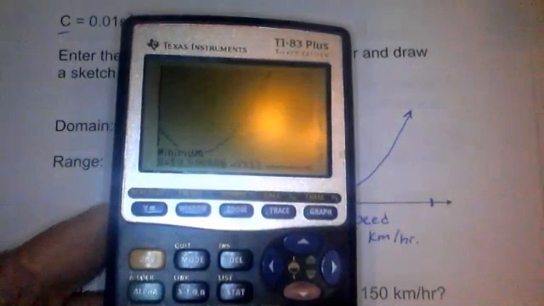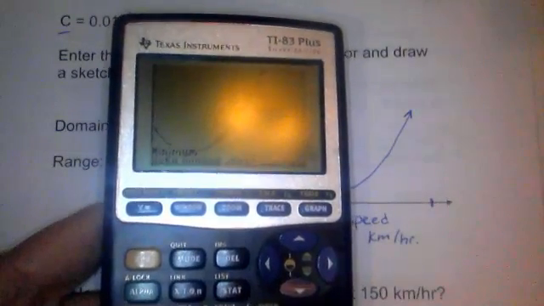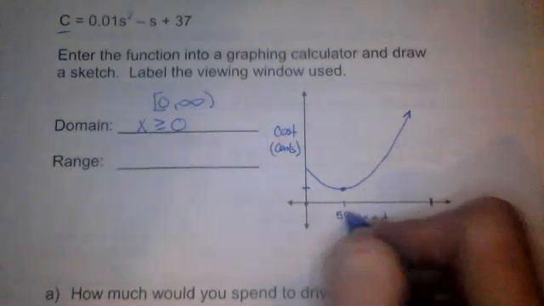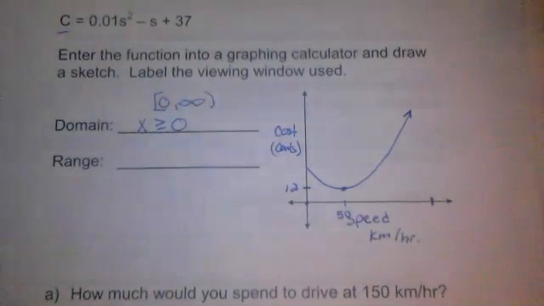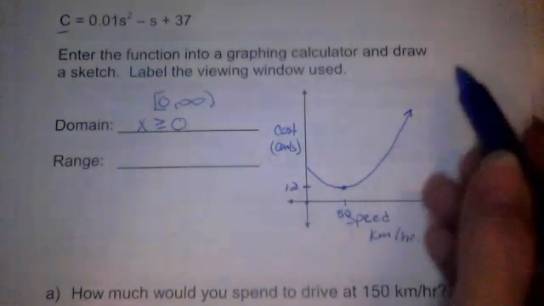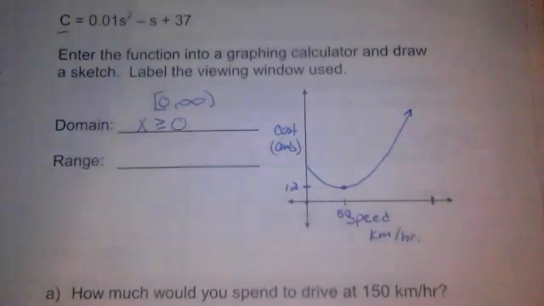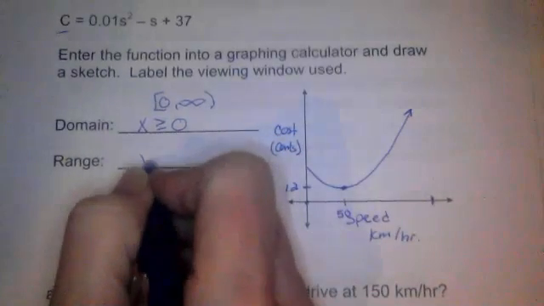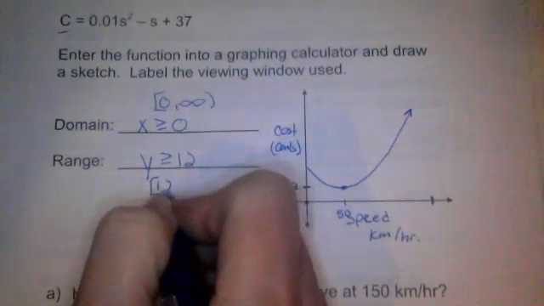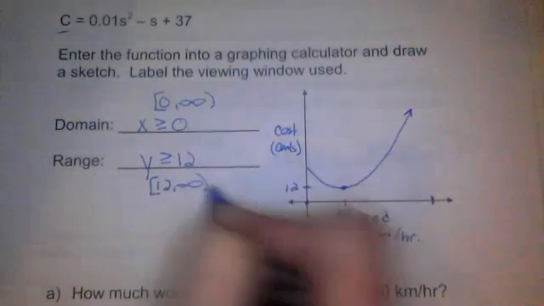And we get x is 50 and y is 12. So 50 and 12, that gives us a good reference on our graph. And that also lets us know that our range, again, range keeps going up just like the domain keeps going to the right. So our range would be y is greater than or equal to 12, or 12 to infinity.